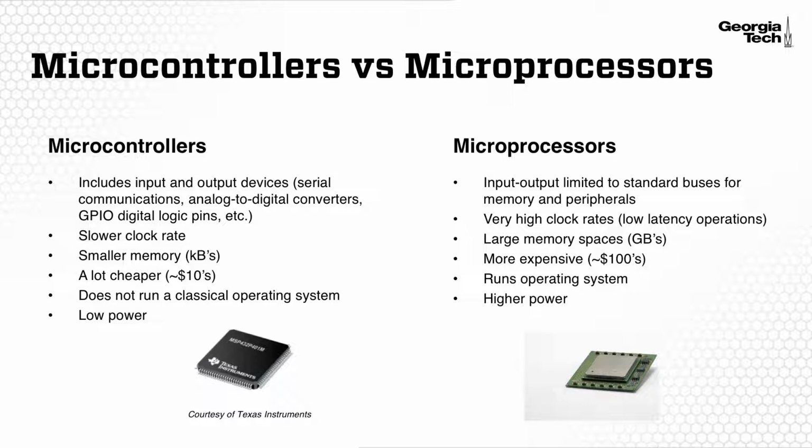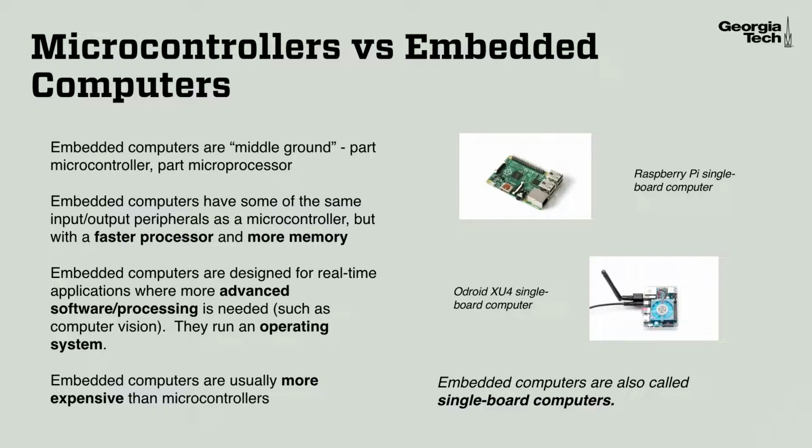In addition, microcontrollers don't really run an operating system in the same way that microprocessors might run a Windows operating system or a Linux operating system. Microcontrollers will only really run the program that you supply to it. Finally, one of the other key characteristics of microcontrollers compared to microprocessors is that they use a lot less power. That's really important for a lot of embedded devices because a lot of embedded devices run on batteries.